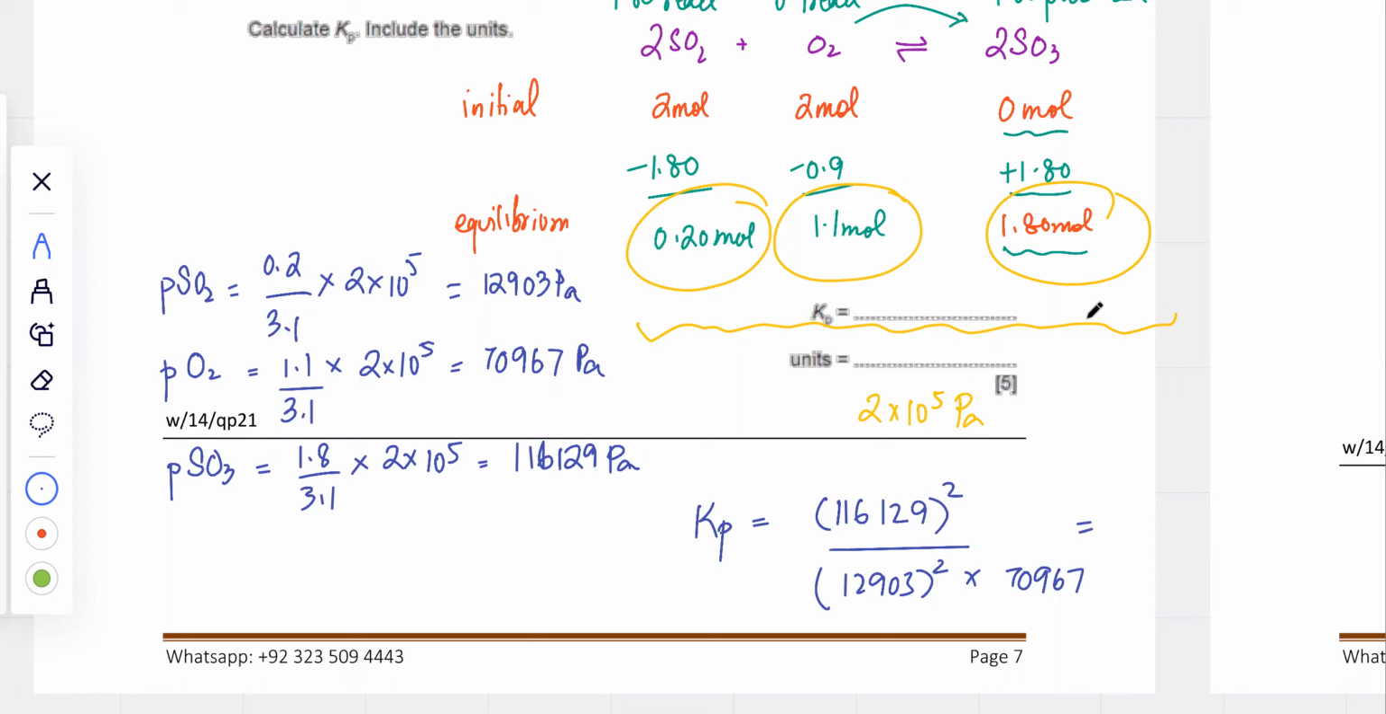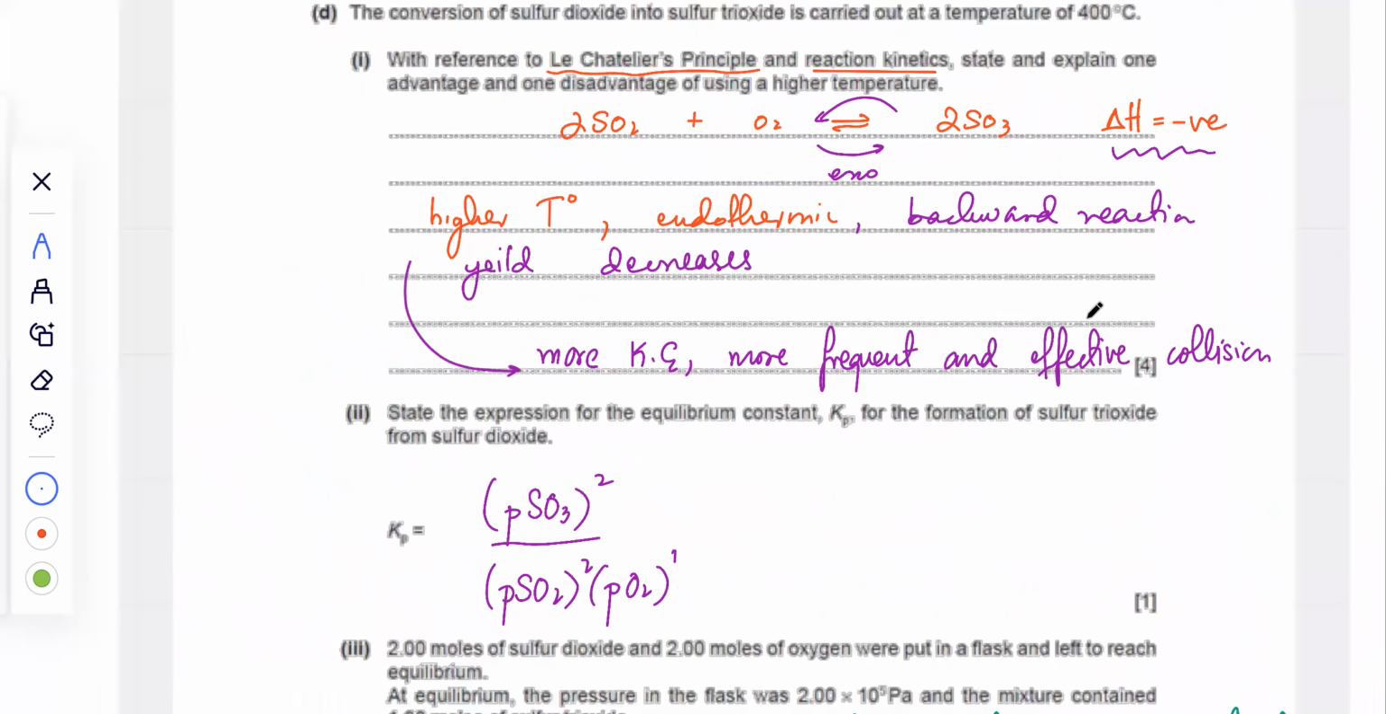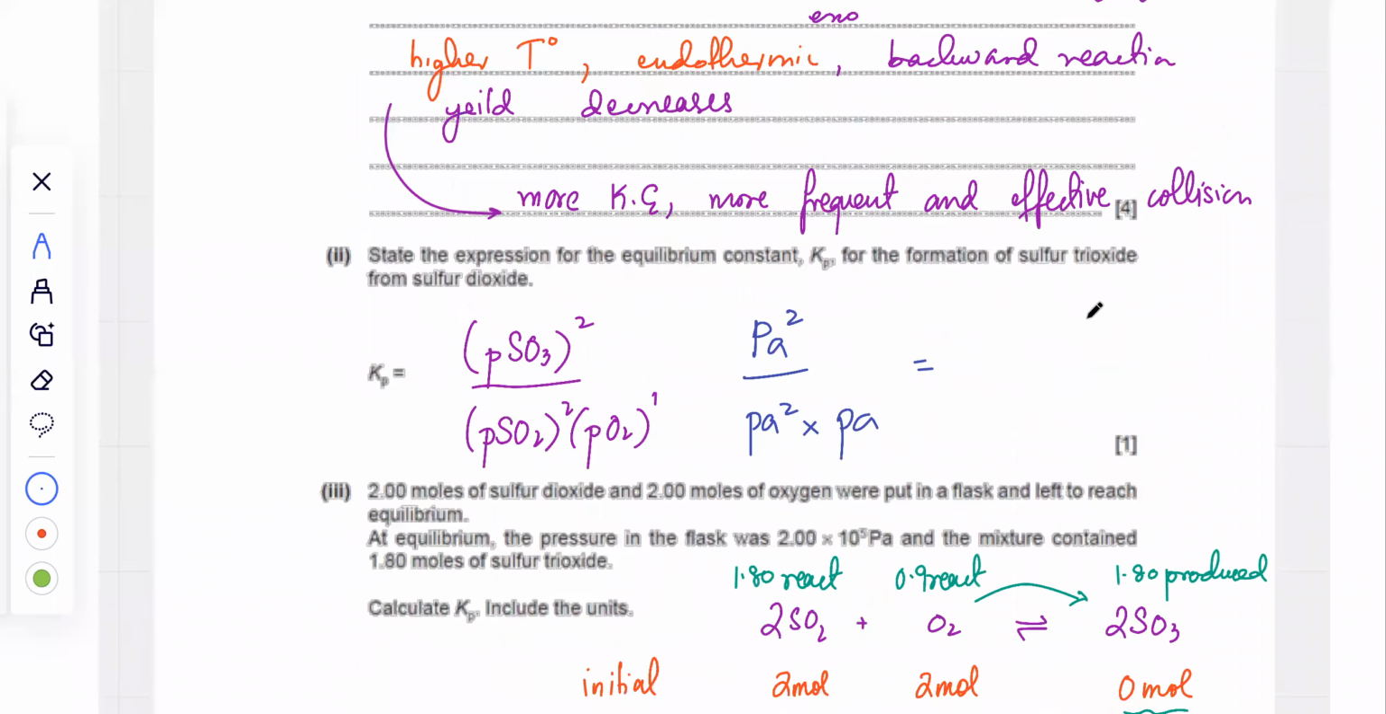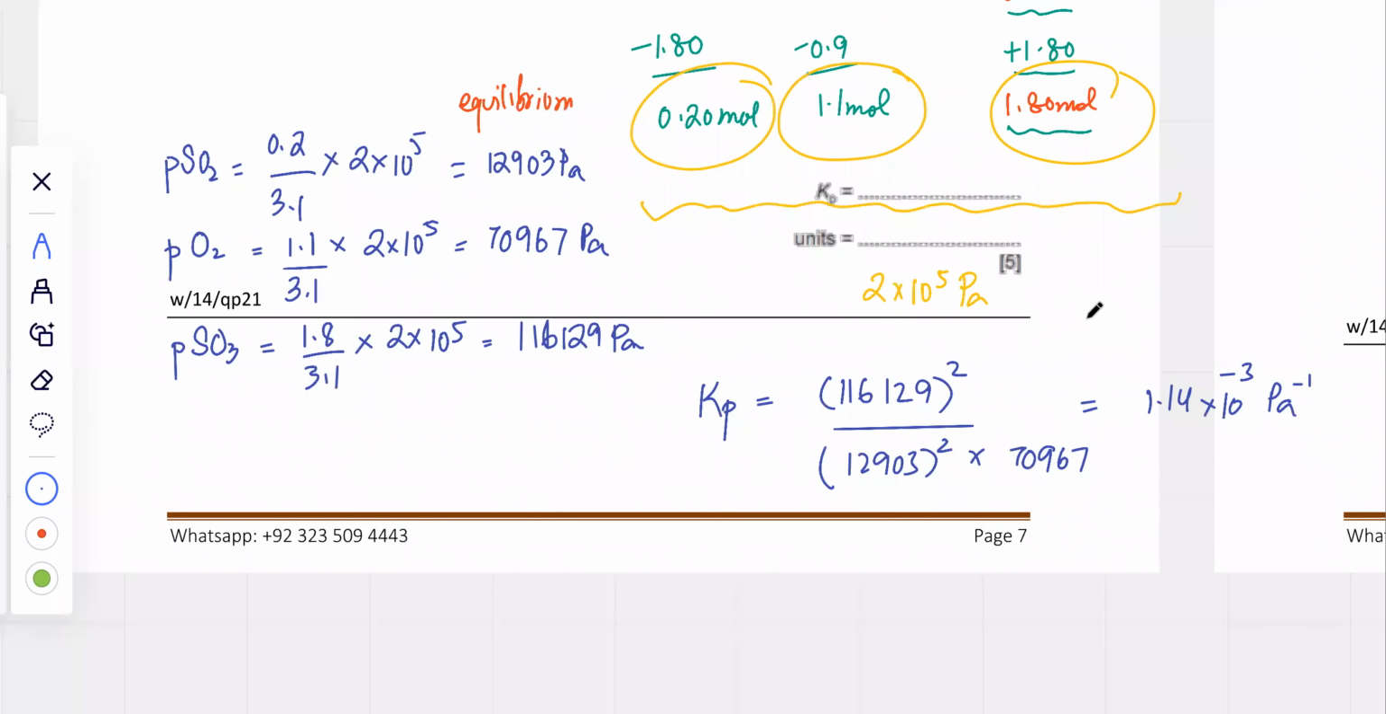1.14 into 10 to the power negative 3. And what's the unit? It's going to be pascals to the power -1. You can find the unit over here. It's going to be pascal squared divided by pascal squared into pascals. So it's going to be pascals to the power -1. That's what your unit is going to be. So we're done with this question.